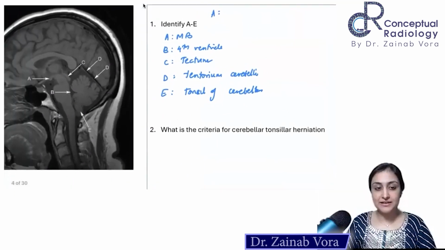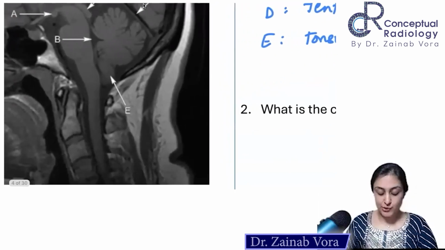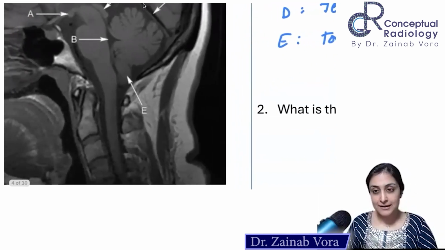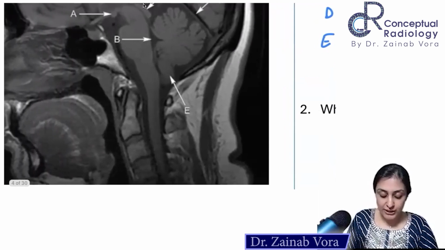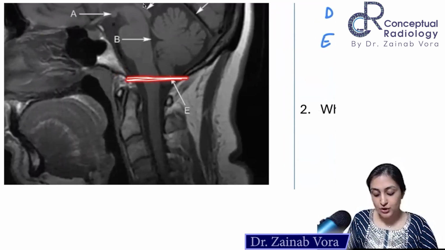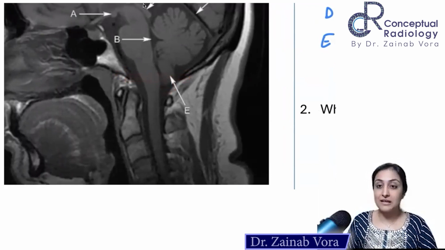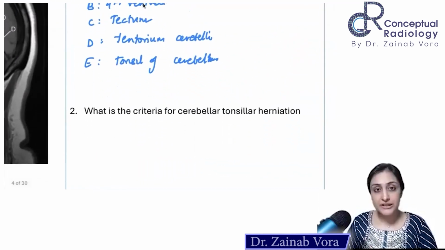So there are many criteria. The one which is most commonly followed, we draw a line. Do you know what McRae's line is? McRae's line is the line connecting the basion to the opisthion. So this is the basion and this is the opisthion. If the tonsil is 5 millimeters below McRae's line, that is what is called cerebellar tonsillar herniation.